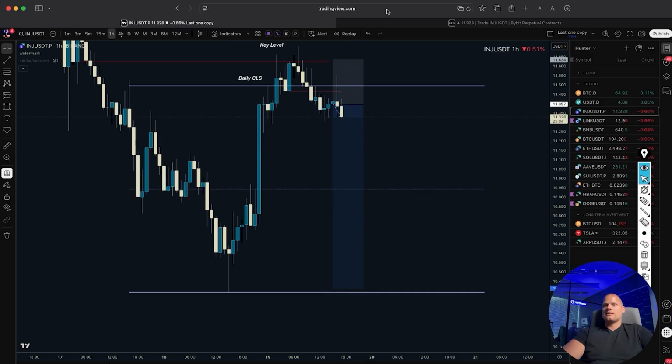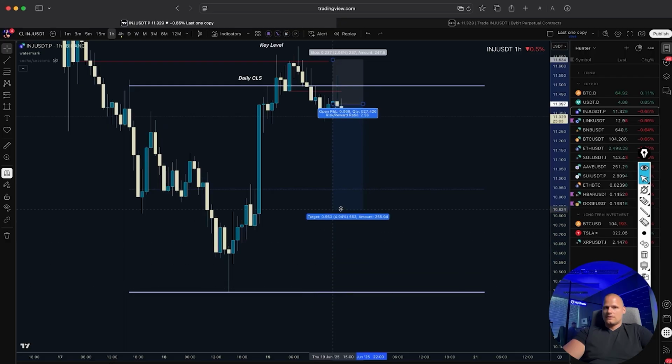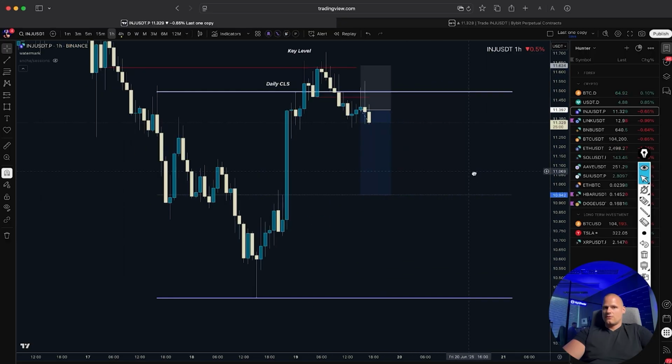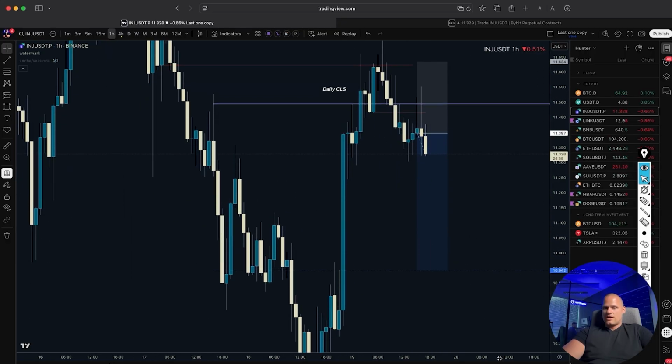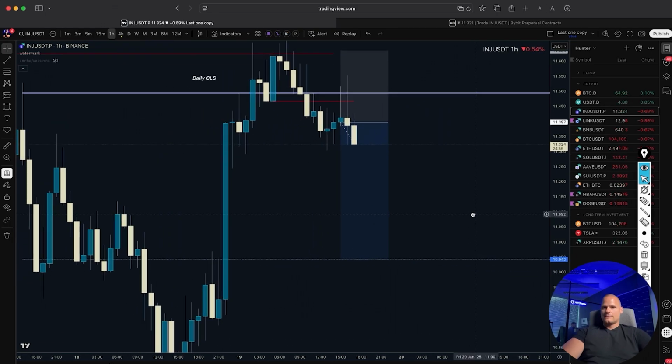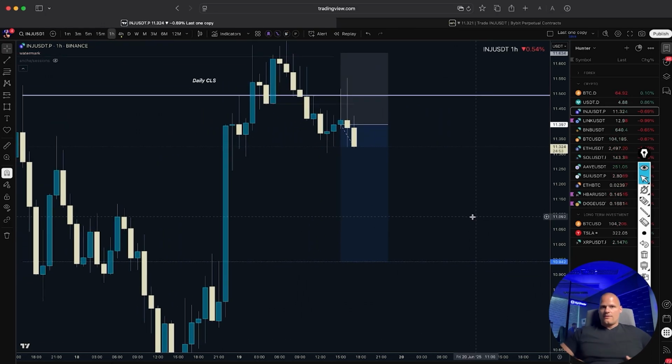It can move a little bit and then take you out, right? So my target will be just 50% of this CLS range. So that's how I got this trade in here, running and just waiting.